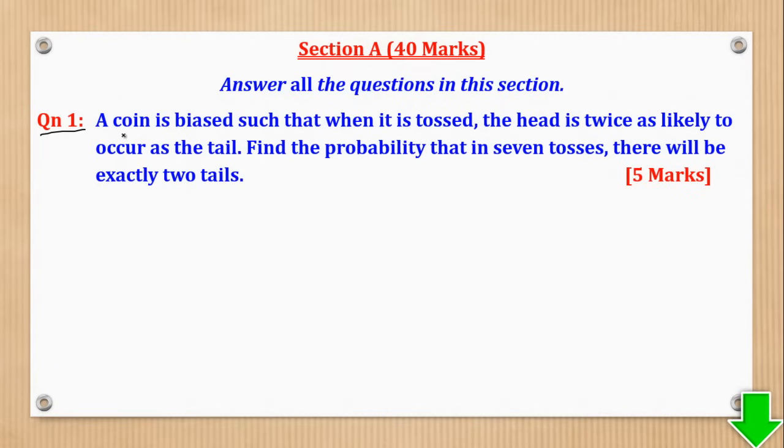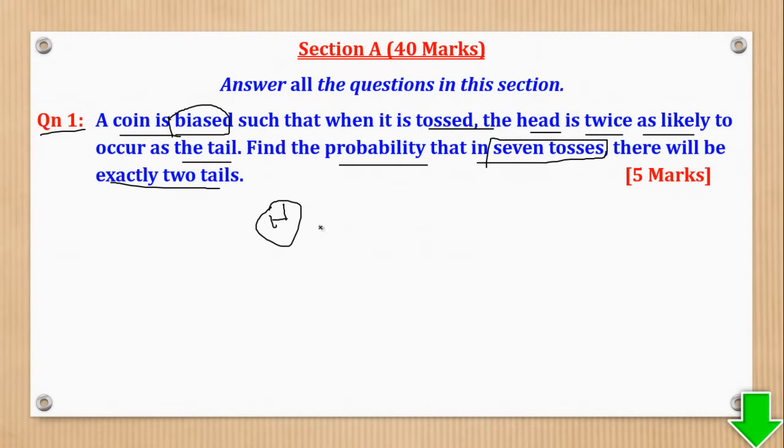So question 1 says, a coin is biased such that when it is tossed, the head is twice as likely to occur as the tail. Find the probability that in 7 tosses, there will be exactly 2 heads. So the keyword is biased. Because for a coin, ideally, there is a head and a tail, and ideally the probability of a head occurring would be a half, and the probability of a tail occurring would be a half. But that is when it is unbiased.